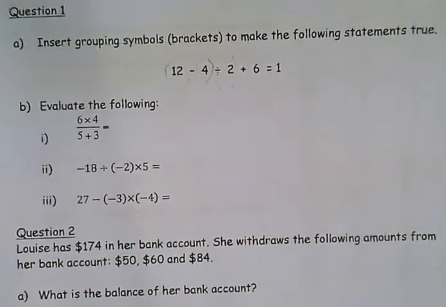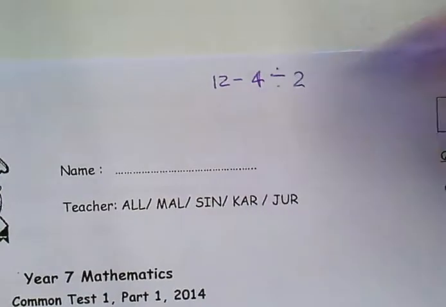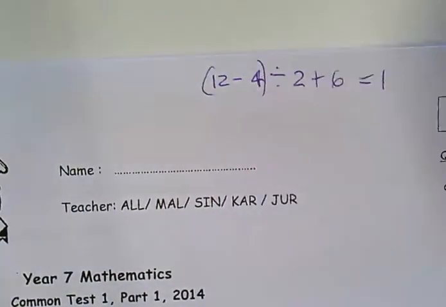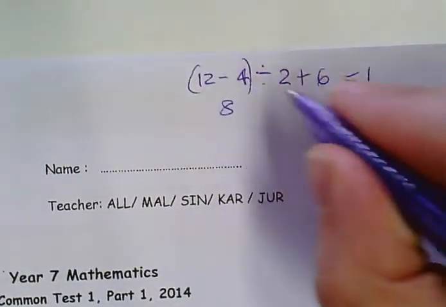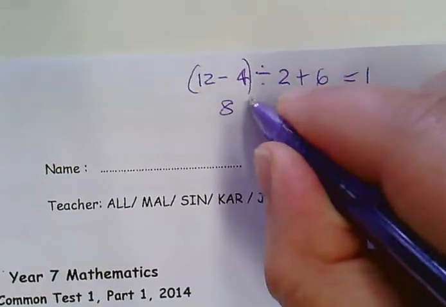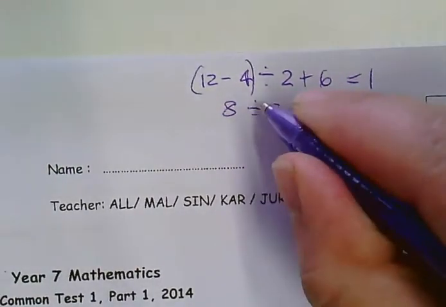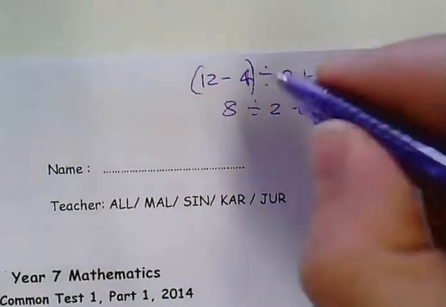Let me just show you over here. I'll do some working over here. 12 take away 4 divided by 2 plus 6, and that has to equal 1. If I put the brackets there, I get 8. Then I divide that by 2 and add 6. 8 divided by 2 is 4, 4 plus 6 is 10. Well, that doesn't give me 1, so that doesn't work.